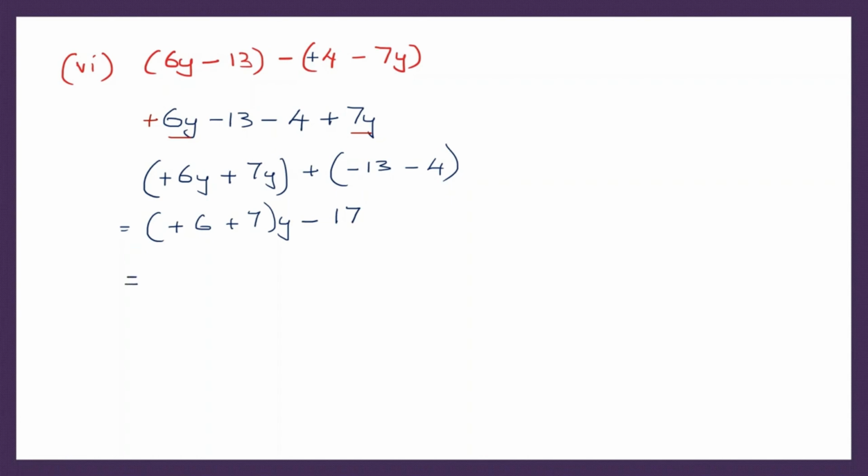Okay, let's open brackets now. 6 plus 7 is 13y minus 17. So our final answer is 13y minus 17.